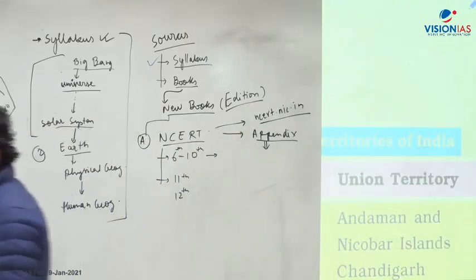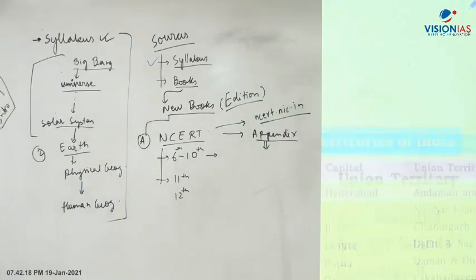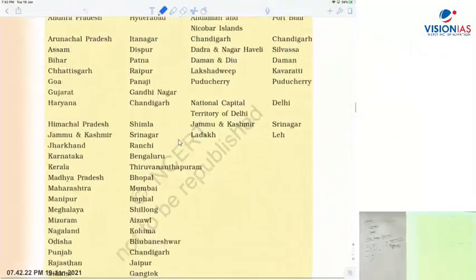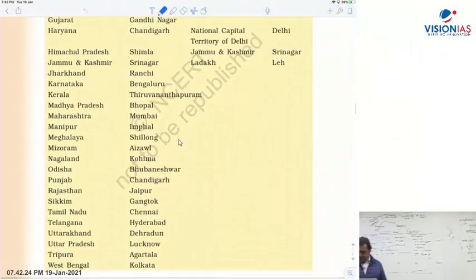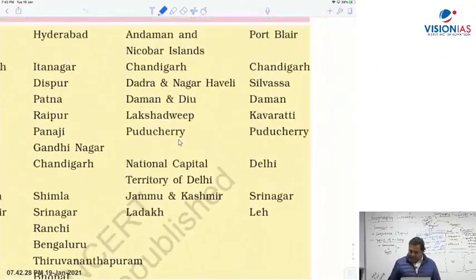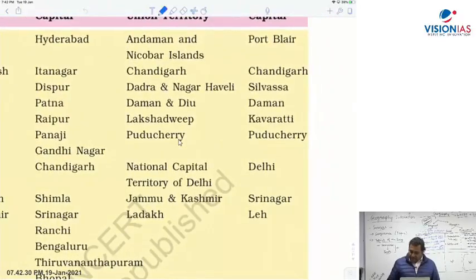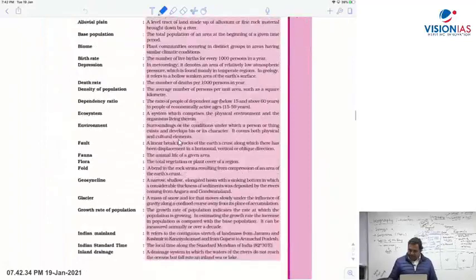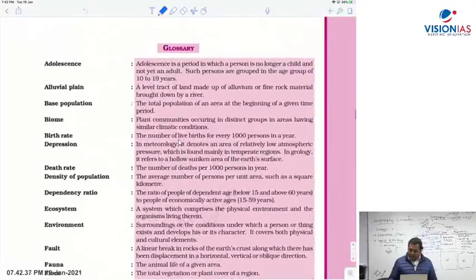Just see, this is a class 6 NCERT appendix. It gives you the states and the union territories and their capitals. Okay, I hope this much is okay, but see how updated they are. They have included in your union territory even the recent ones. Ladakh, they have already included. So it's this thing. Then see here the glossaries of terms that you have.